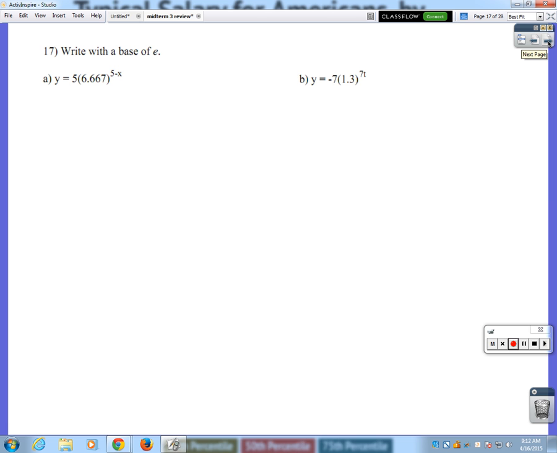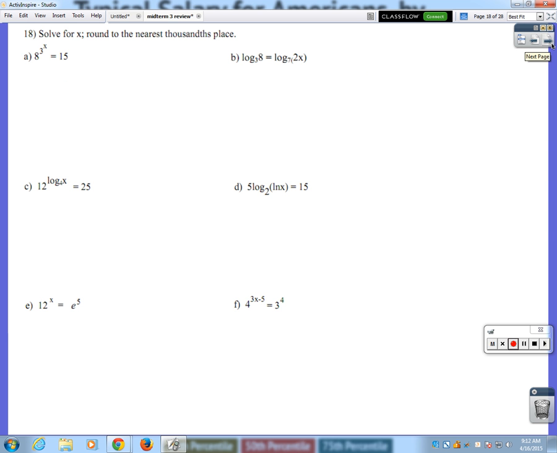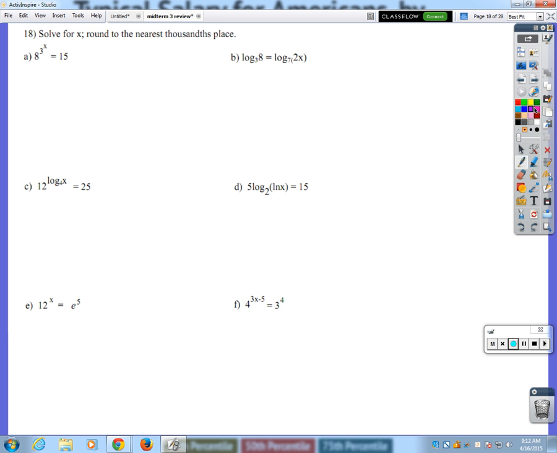Same deal here. We're not ever going to mess with changing this to a base of e. We don't need it. This one, yes, we should be able to do. So let's try this. 8 to the third to the x. Can we not just figure out what 8 to the third is? Yes. 8 times 8 times 8 is 512. So this is really just saying 512 to the x equals 16.